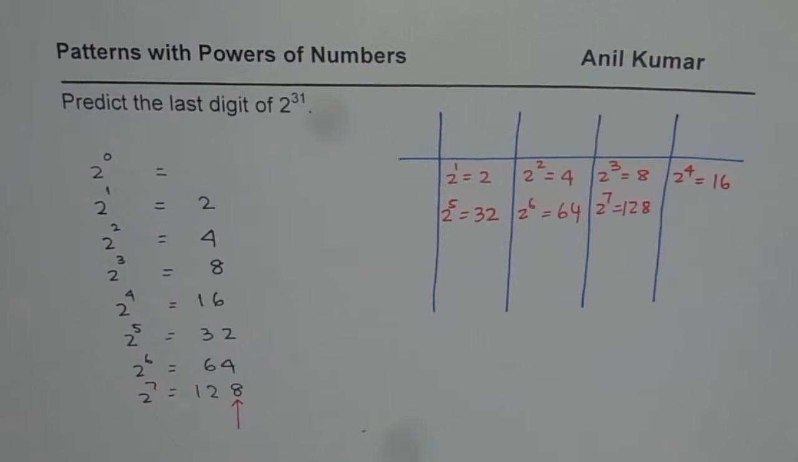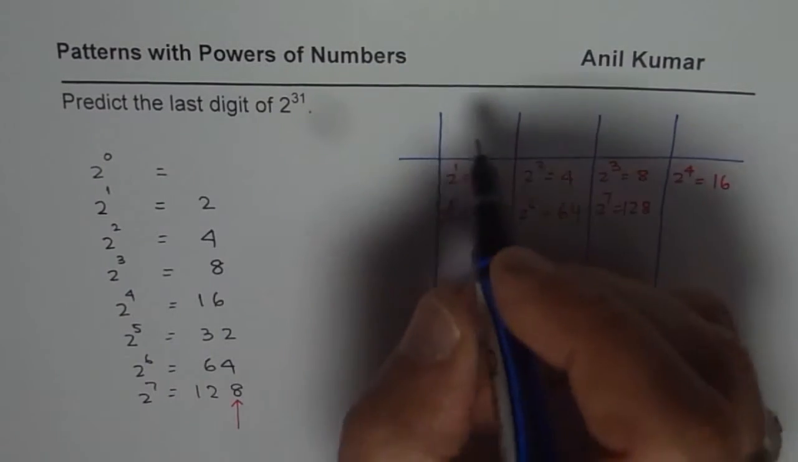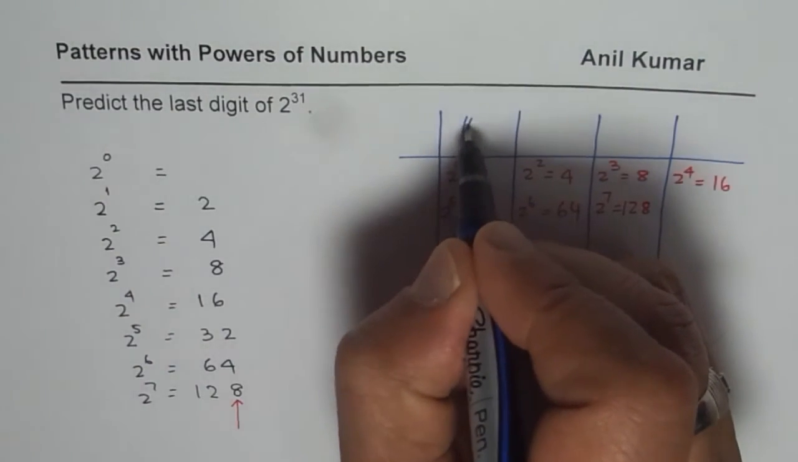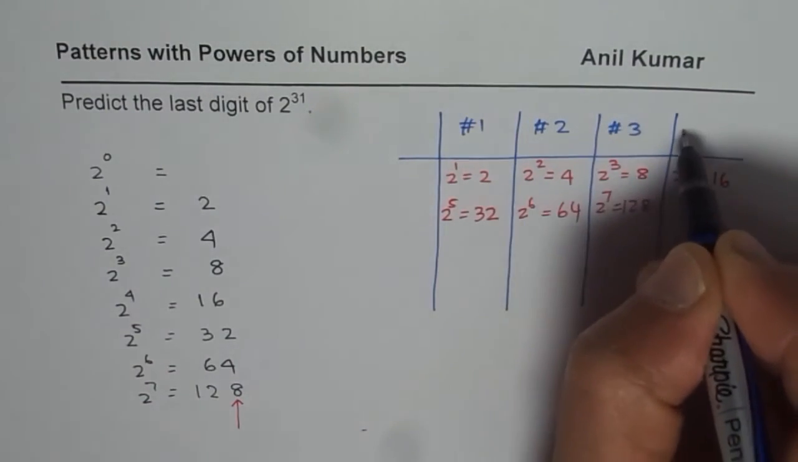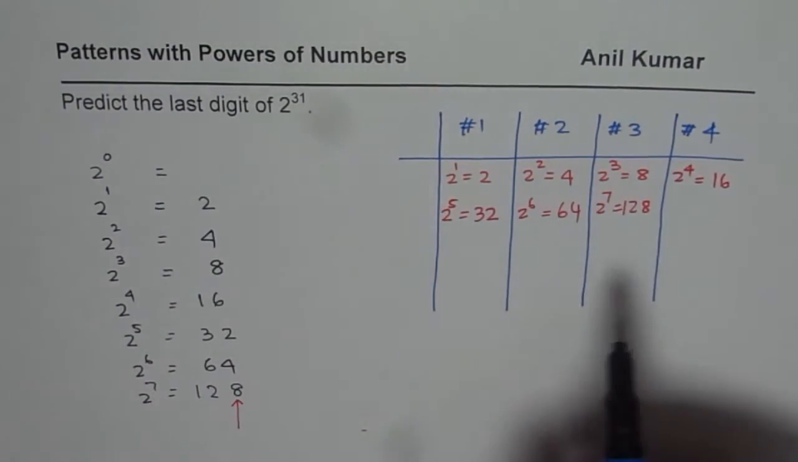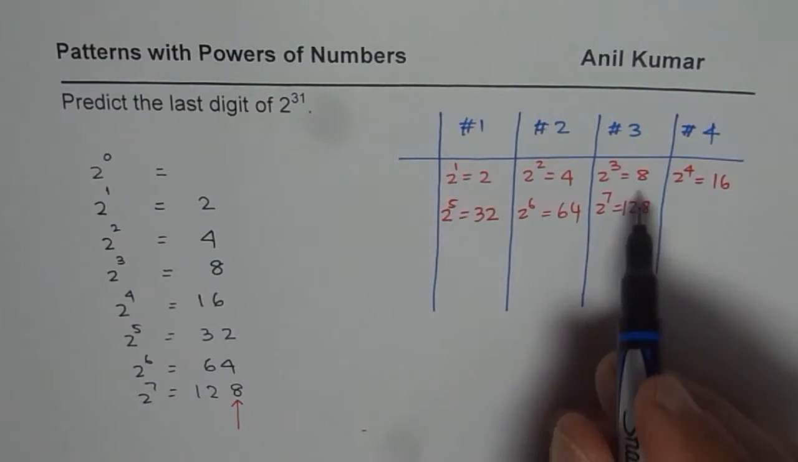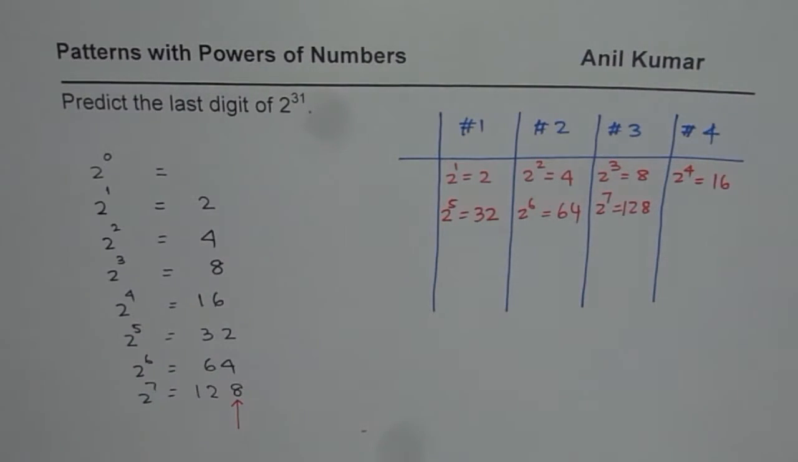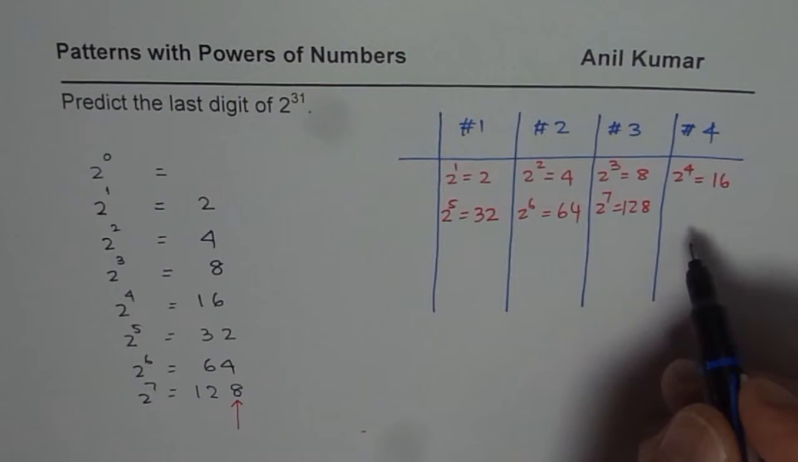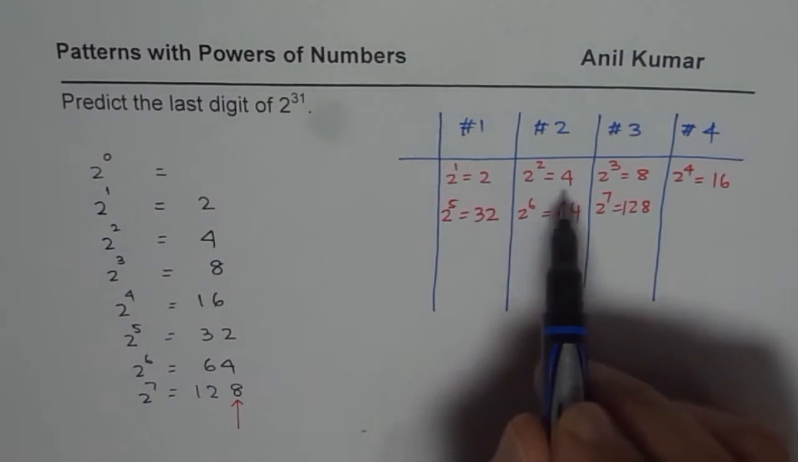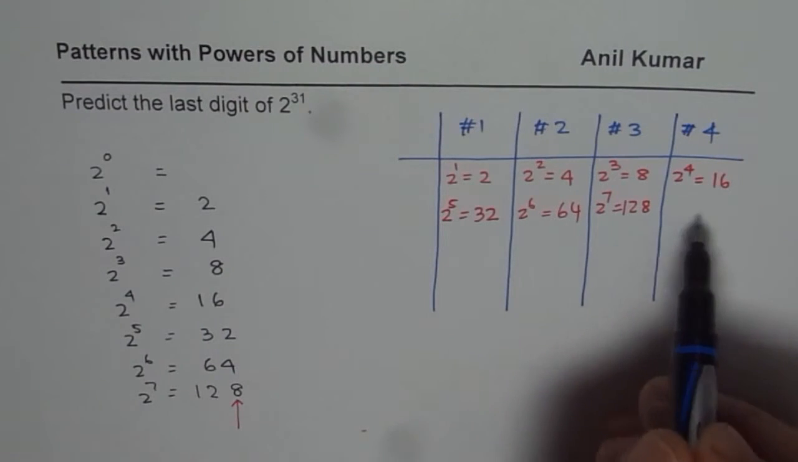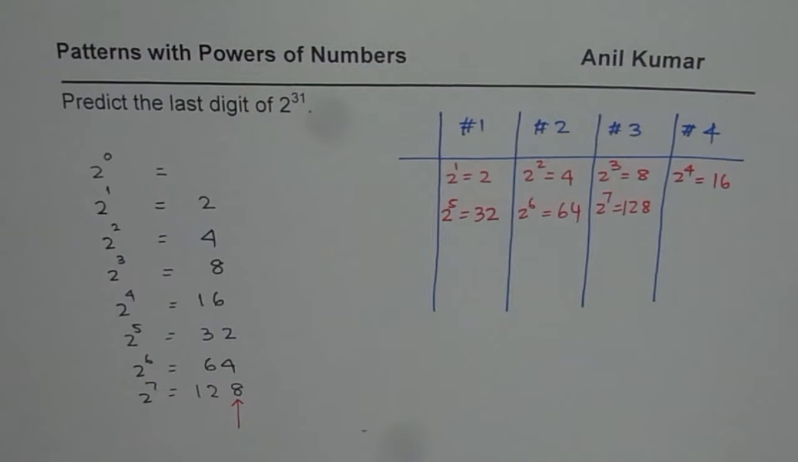Do you see that? So let us say this is my column number 1, that is column number 2, this is column number 3, and then we have column number 4. The last digits in each column are going to be exactly the same. So that is the kind of pattern. You can figure out some more, and you will notice that the last digit always repeats. So it is 2486, 2486, and so on.